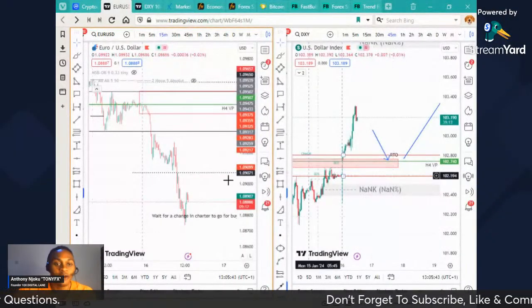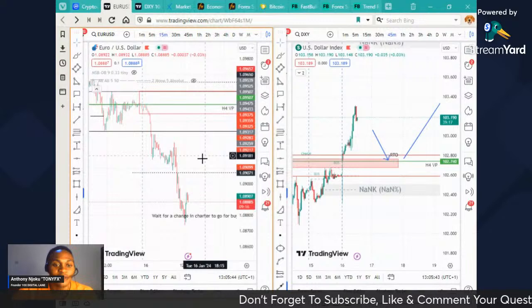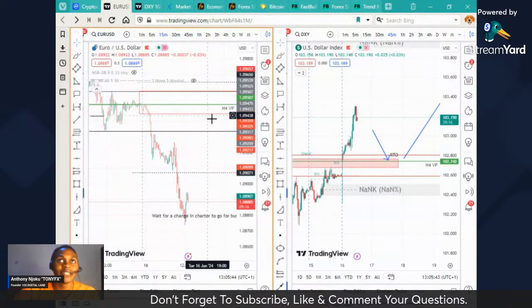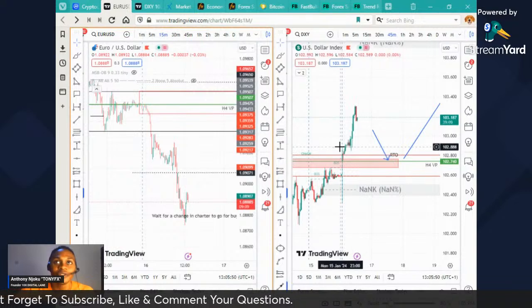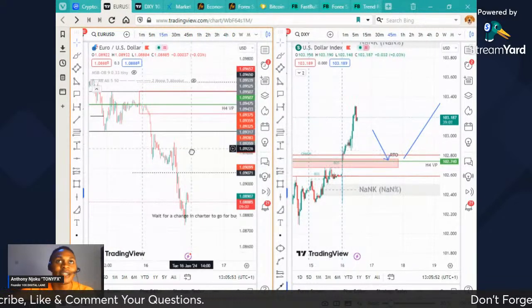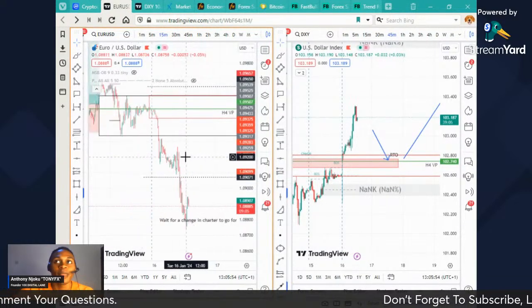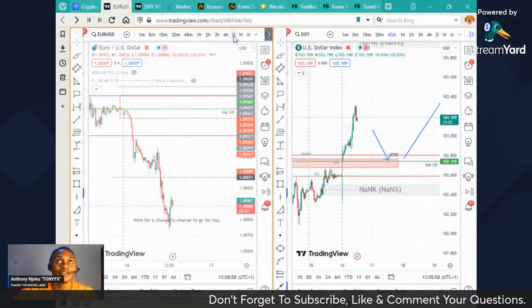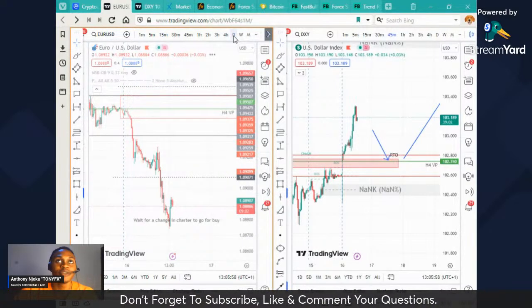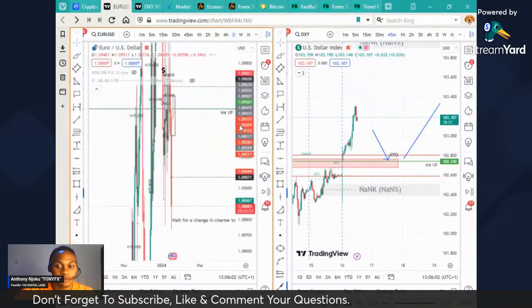Okay, so now on my screen, you can see on the left hand side you have Euro USD, and on the right hand side you have DXY. And Euro USD is 80% correlated with DXY. So we'll be watching out what the pair has done. So let's see on the daily time frame what Euro USD is doing.